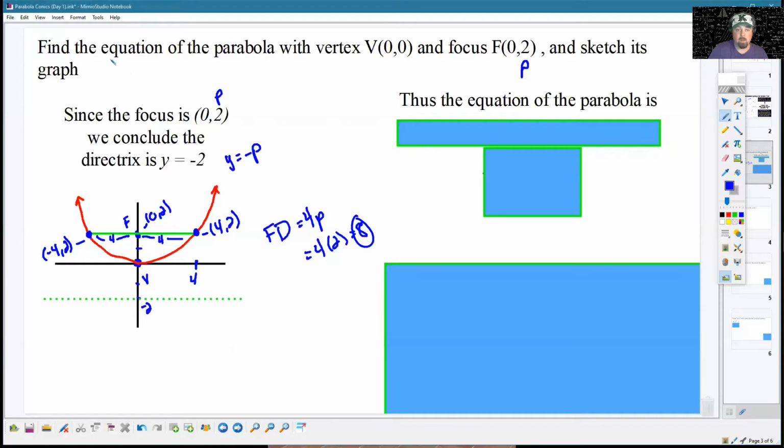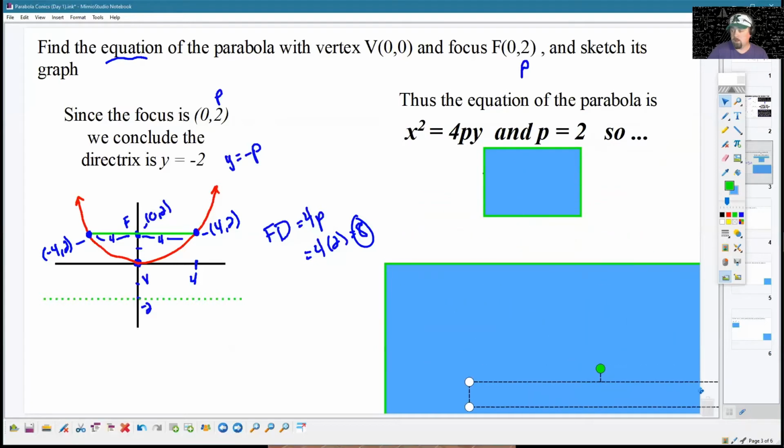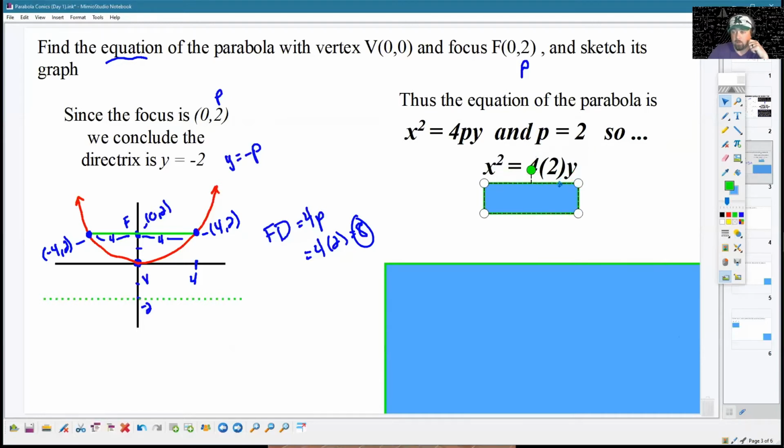Now the only thing we haven't done is the first part of this, which was the equation. So this is going to be an x squared because it opens upward. p is 2, so we plug in that 2. 4 times 2 gives me that 8, and there we are. This is the equation of that.